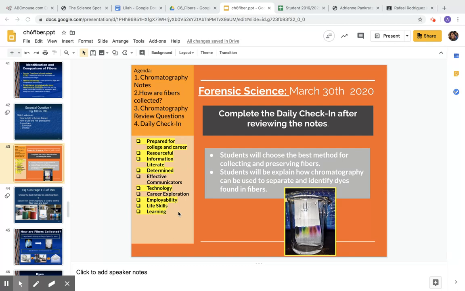So let's go ahead and move on to chromatography and fiber collection. And we see you have a picture here of chromatography. This will be in our video for tomorrow, but let's go ahead and move on.